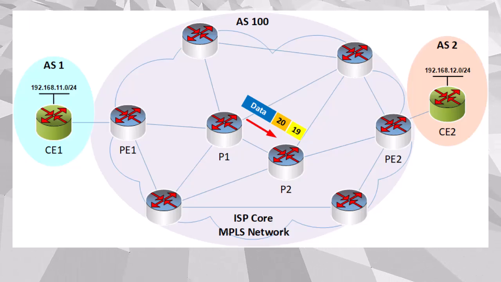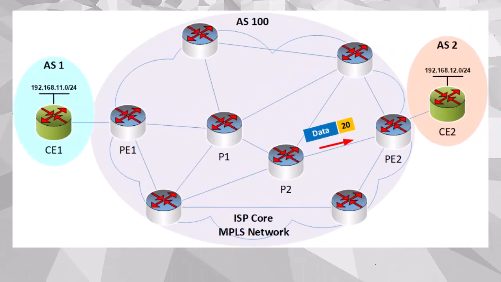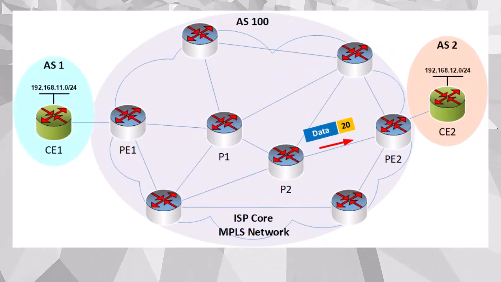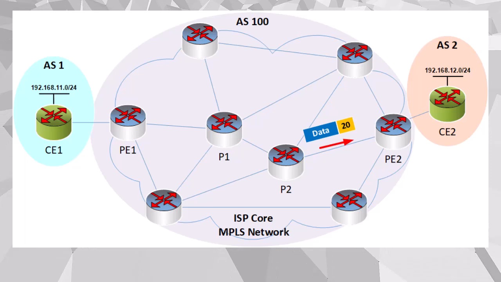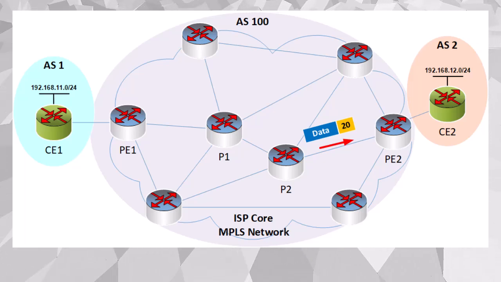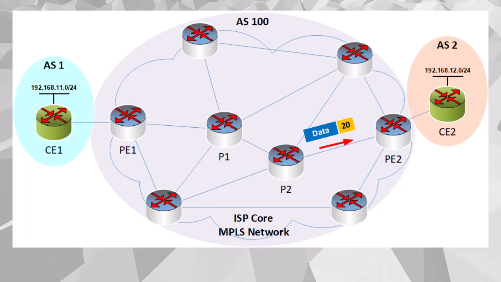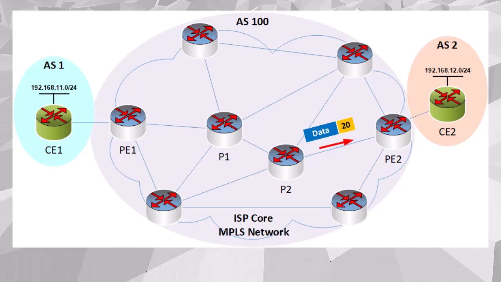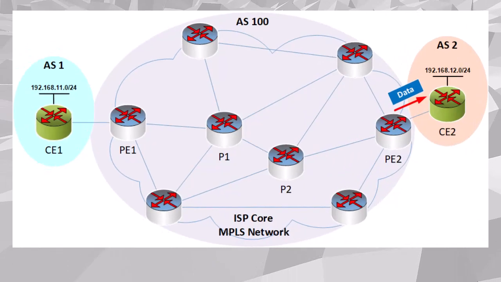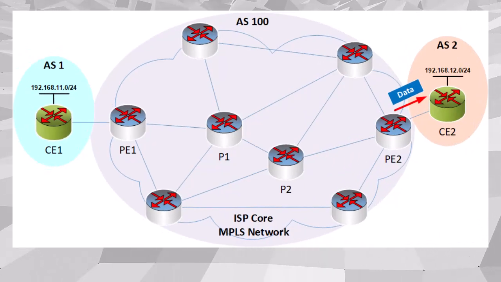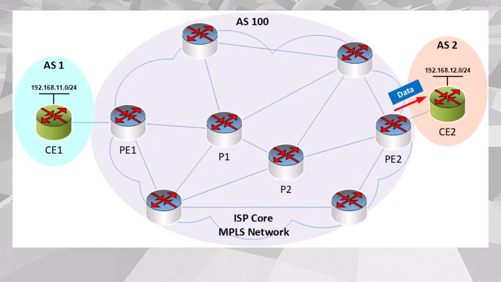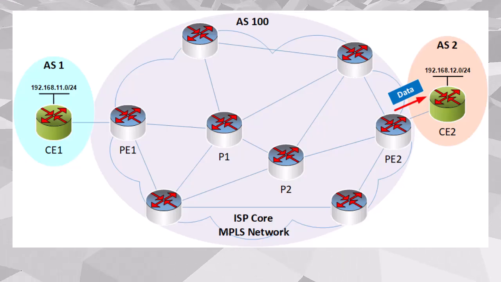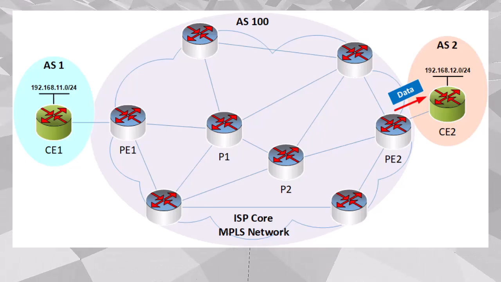P2 checks its LFIB and sees that the next hop is PE2. Thus, it realizes that it is the last P router in the path, so it performs penultimate hop popping on the transport label. Only the VPN label remains when the packet reaches PE2. Finally, PE2 will read the VPN label and will know that this packet belongs to the CE2 router, so it pops the label and forwards it appropriately.